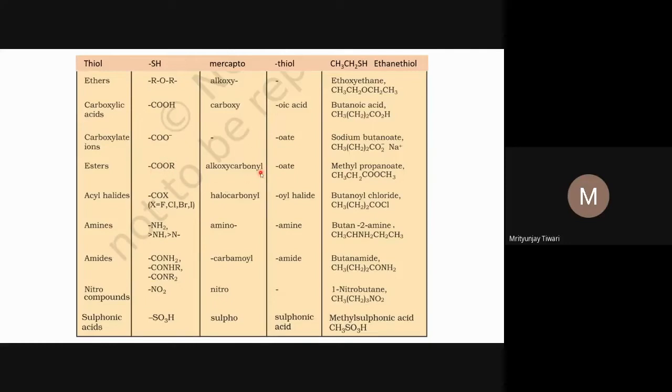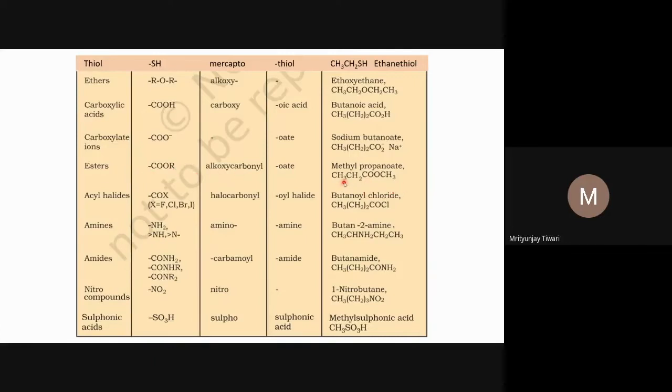And if this ester is the principal functional group, we will write it as oate, as we see for this anion. Otherwise, some prefixes will be there, such as alkoxy. Anyway, this group and this C double bond O group we consider as one functional group, and the R we consider as a substituent in writing the name of esters.